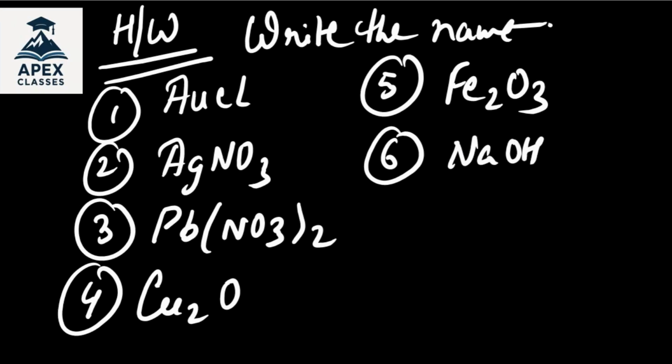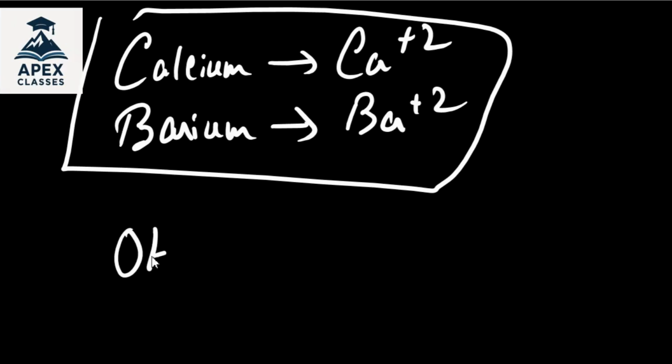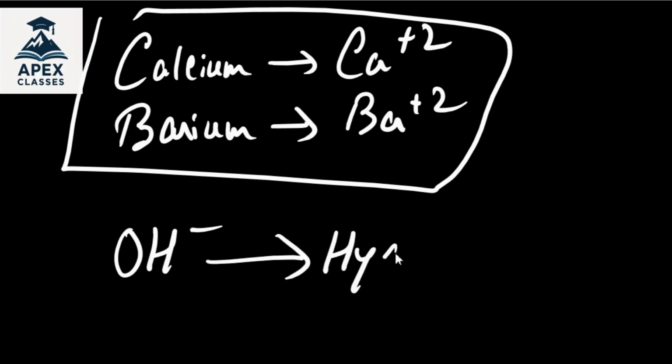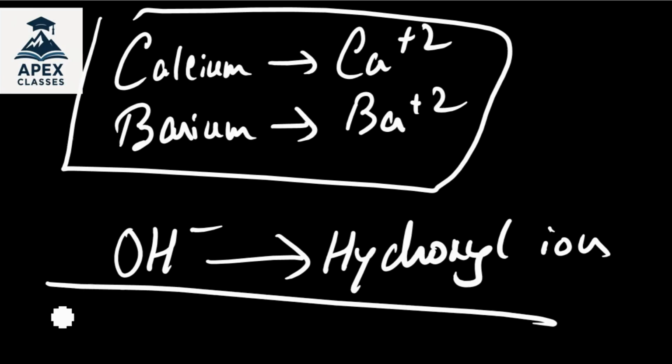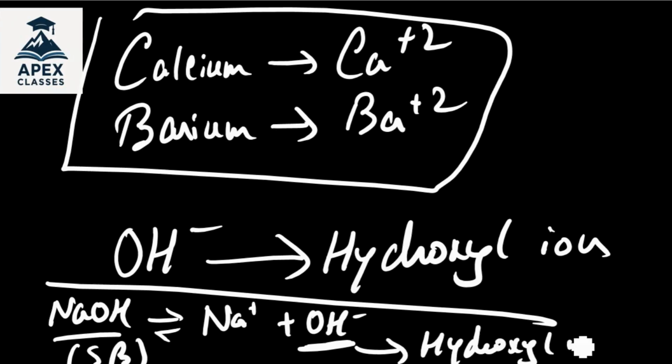NaOH. Another important thing which I missed is the cation part. And this is important: OH minus, the hydroxyl ion. How is it formed? See, NaOH is a strong base. When it splits up, it gives Na plus and OH minus. So this is your hydroxyl ion, an important thing. Please remember this and include it in that list.